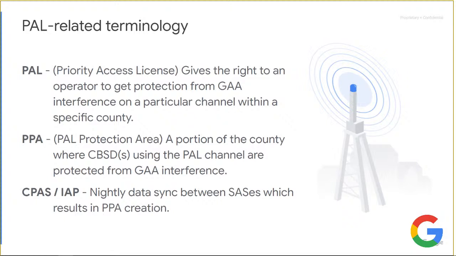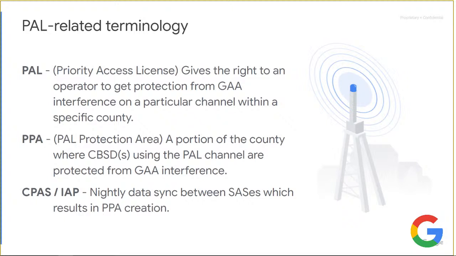First of all, PAL stands for Priority Access License, and what that does is it gives the right to an operator to get protection from GAA interference on a particular channel within a specific county. So remember that means that a PAL license is specific to a channel and a county. And that's a key point, because you have to remember that if a PAL user is on their PAL channel in a particular place, that's just one channel, right? There's a bunch of channels in CBRS. But specifically, we're going to be looking at a PAL channel during today's webinar.